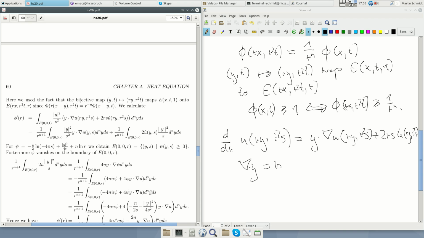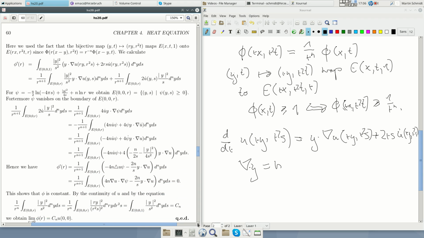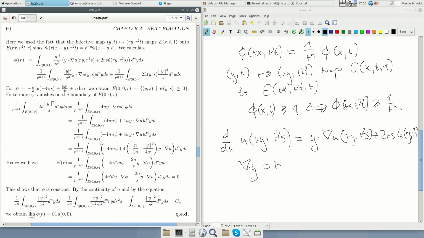Again, we use that at the boundary this vanishes, so we get no boundary terms. And by partial integration, this minus goes away, so we have only this minus and this expression. So this was another partial integration. Now what we do in the next step, I explain now from here to here.